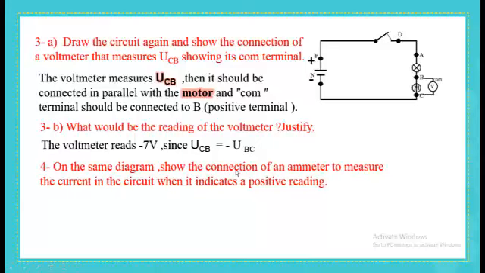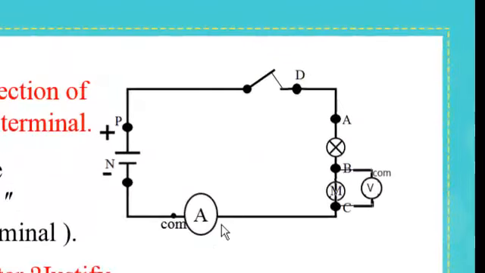Finally, we have to draw on the diagram an ammeter that measures the current in the circuit when it indicates a positive reading. An ammeter should be connected in series, and concerning the position of COM, it should be connected to the negative terminal in order to get a positive reading. Here it is. This is the symbol of an ammeter A. This is COM connected to the negative terminal.